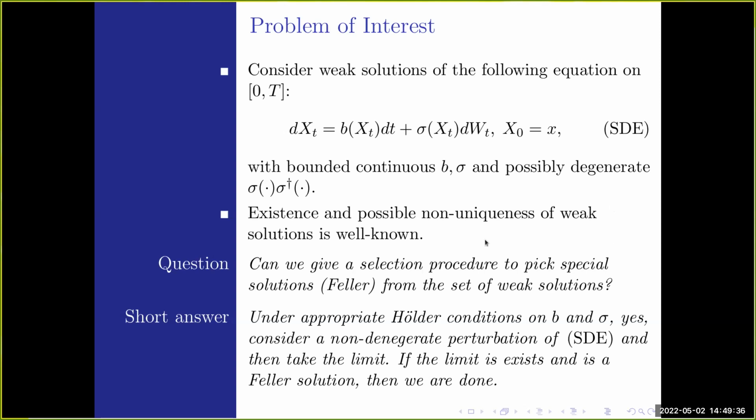So the procedure that we give will actually pick out a unique Feller solution. I mean, in the cases that we study, there will be a unique Feller solution, and we pick that Feller solution from our selection procedure. So the question we want to ask is whether we can do this or not. The short answer is yes. Under some Holder continuity on the coefficients, we can do this.